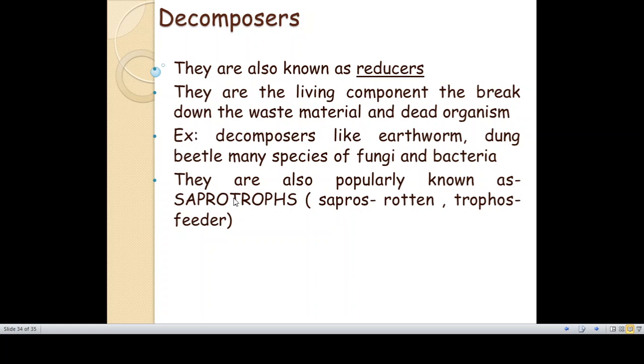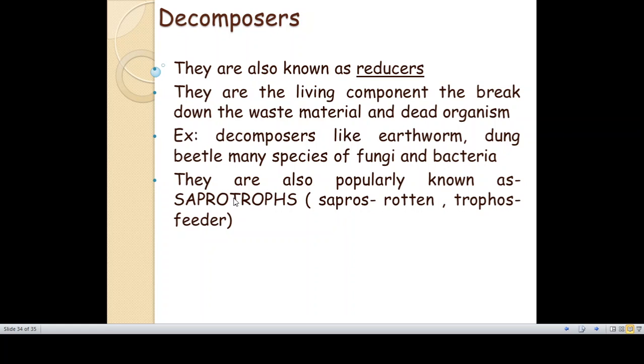Now this can be something visible to the eyes, or it can be something invisible to the eyes, that means they may be microscopic in nature also. For example, organisms like the earthworm or dung beetle are visible to the eyes. So that is one of the components of decomposers.